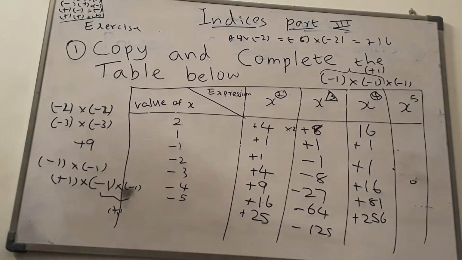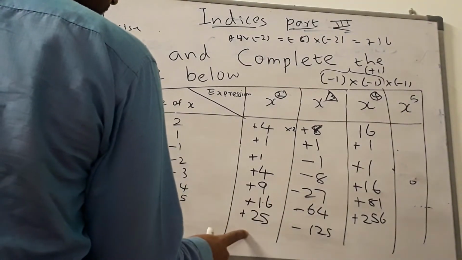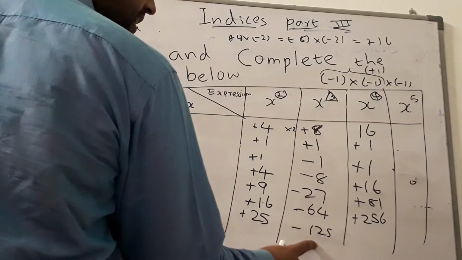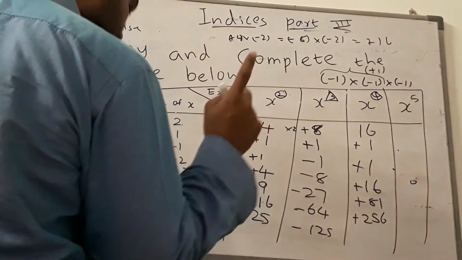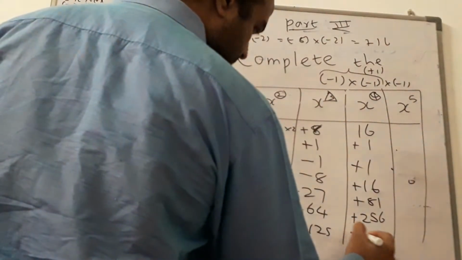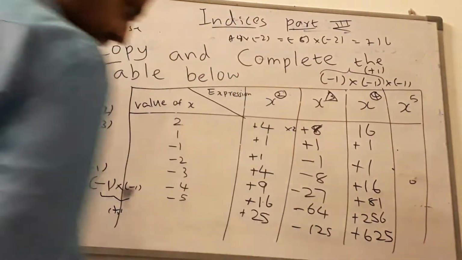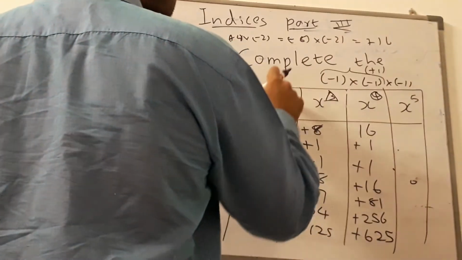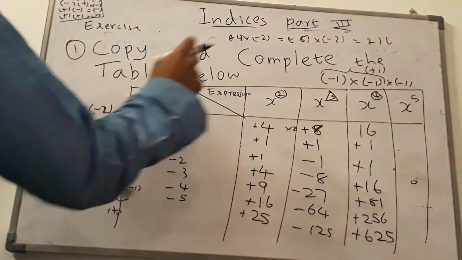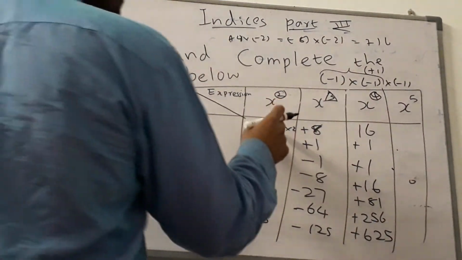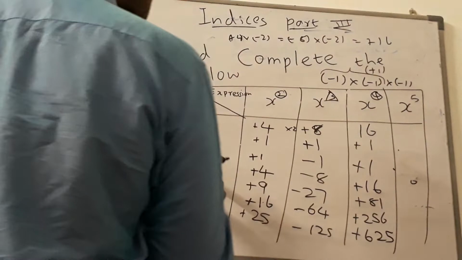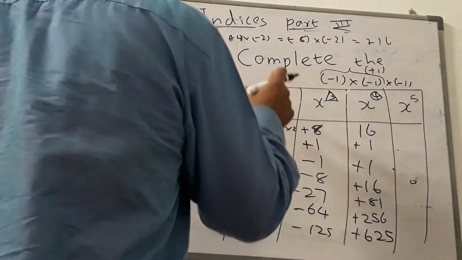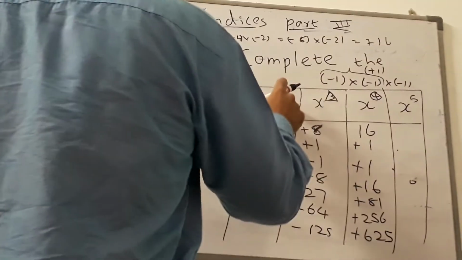Minus 5. Minus 5 times minus 5 means plus 25. Plus 25 times minus 5 means minus 125. Minus 125 times minus 5 means again plus 625. You can see, in both these occasions the indices are even numbers. Hence, the values are positive. Not only in positive figures but also in negative figures, the powers are positive if the indices are even.